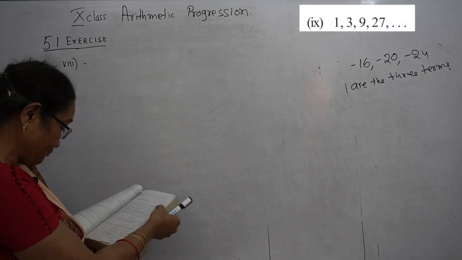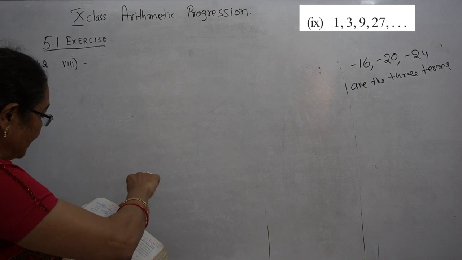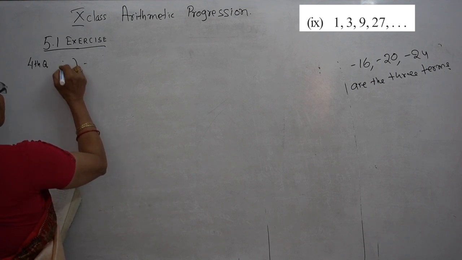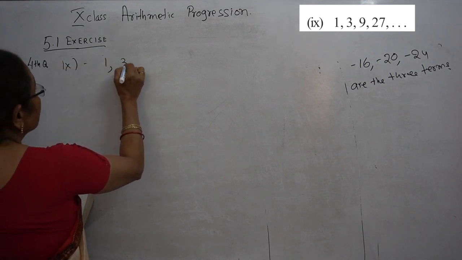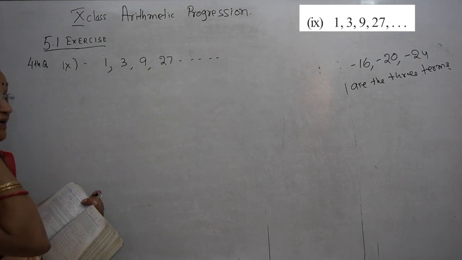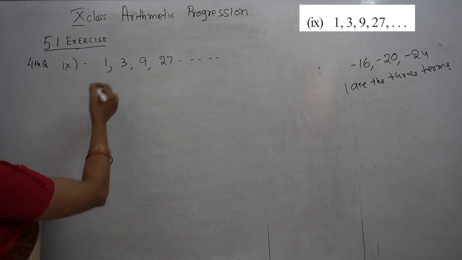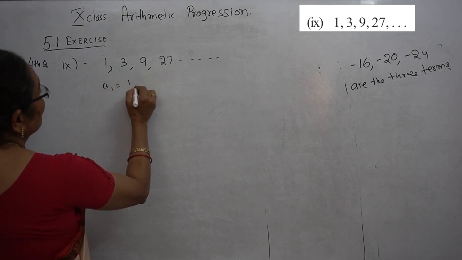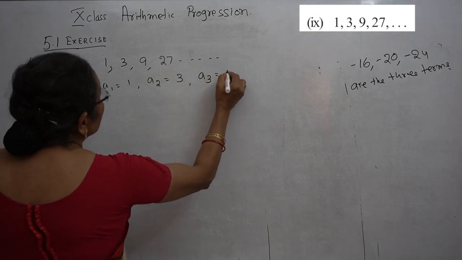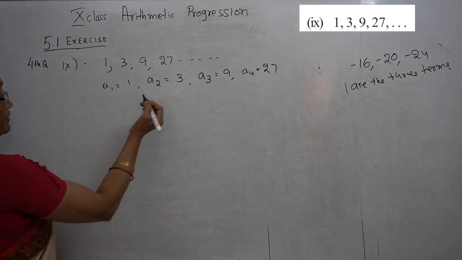The 9th sum, what is it saying? Next page. The 9th sum is 1, 3, 9, 27, dash, dash, dash. First we shall see the same thing. You can pause the video and try it yourself. So now I will write A1 equals 1, A2 equals 3, A3 equals 9, A4 equals 27. Now we have to find the common difference.